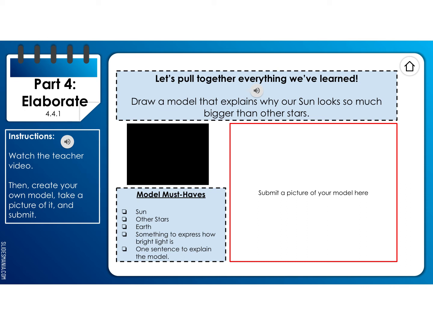So you're going to make a model that explains why our sun looks so much bigger than the other stars to us. And there are some things that you must have, the model must-haves in your model. Please make sure that you include these. You need a sun. You need other stars. You need to represent the earth. And you need to show somehow how something is brighter and something is maybe not as bright.